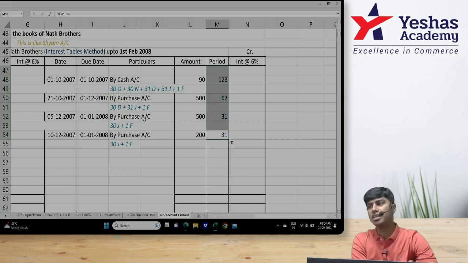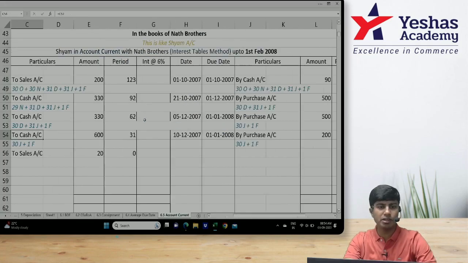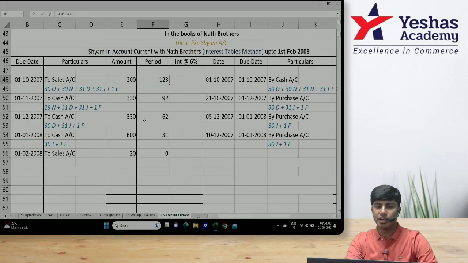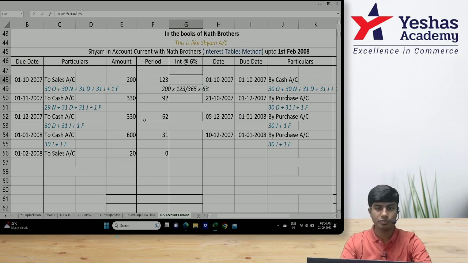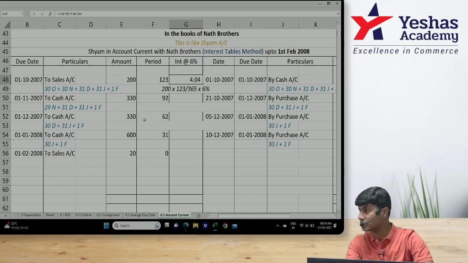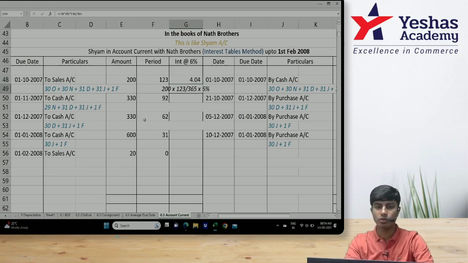Shall we now compute interest? Very simple. 200 into 123 by 365 into 6%. Compute. Take 2 decimals. If the third decimal is more than 5, round up. If the third decimal is less than 5, round down. Understood? 5 or less than 5, round down.